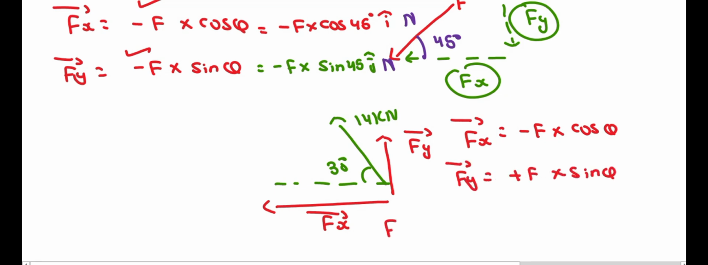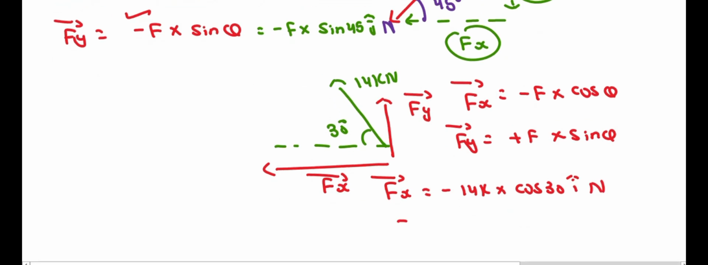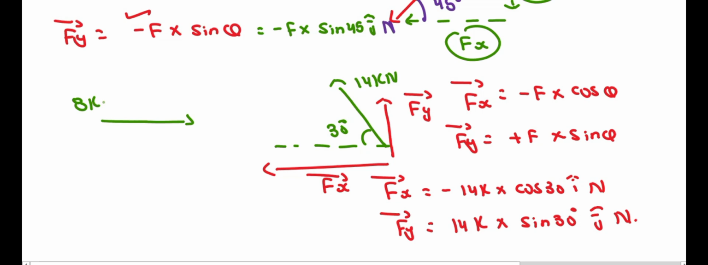So Fx is equal to negative 14 kilo cos 30 degrees i cap newton, and Fy is equal to 14 kilo sine 30 degrees j cap newton. This is the component of 14 kilonewton, and according to our diagram this is our 8 kilonewton, and it is acting along the positive x-axis. So our first step is completed.